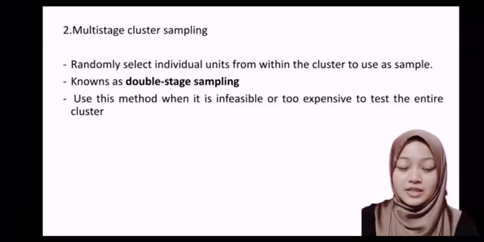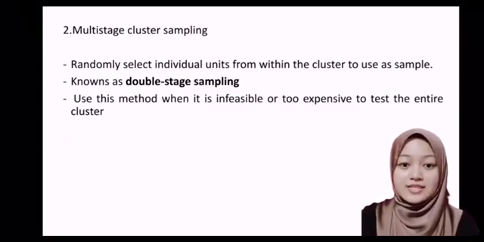Second, multi-stage cluster sampling. You randomly select individual units from within the cluster to use as the sample. It's also known as double-stage sampling. This method is used when it is infeasible or too expensive to test the entire cluster.